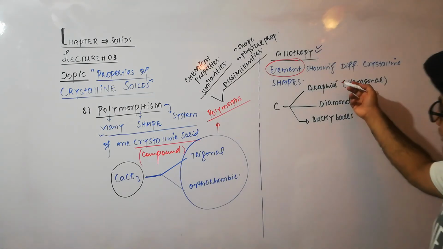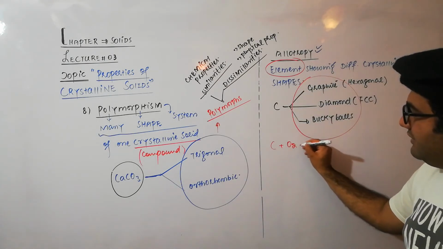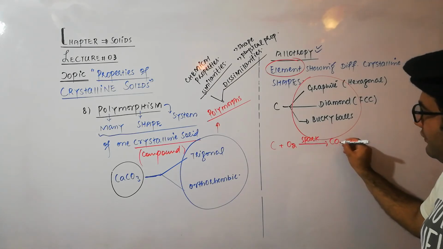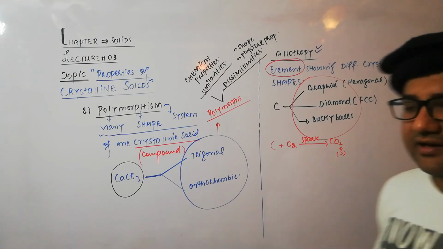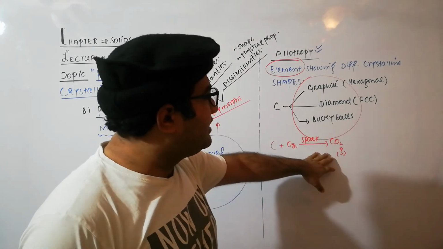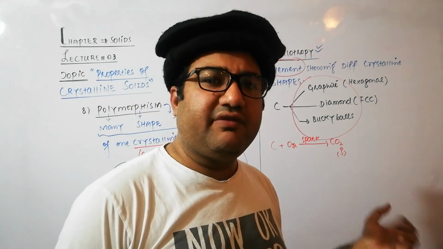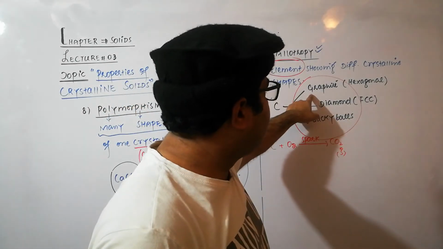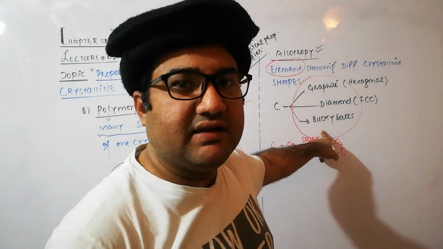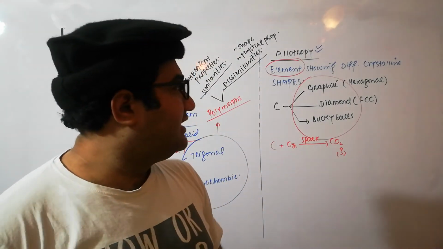When you burn any of these three allotropes, when you combust them, you will get the same product, and that will be carbon dioxide gas. It means that combustion of these three different allotropic forms gives the same products, which shows that they have the same chemical properties, but they have different physical properties, like graphite is a conductor, diamond is an insulator, and buckyballs are semiconductors. So their physical properties are different, but their chemical properties are the same.